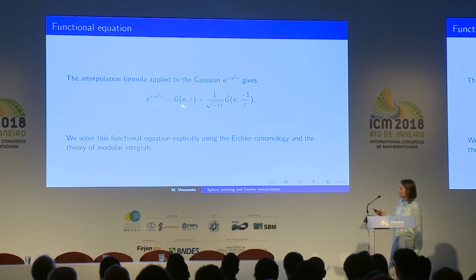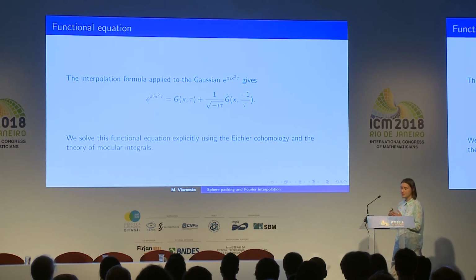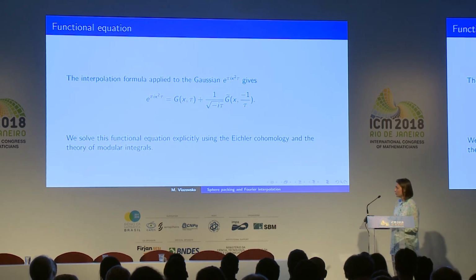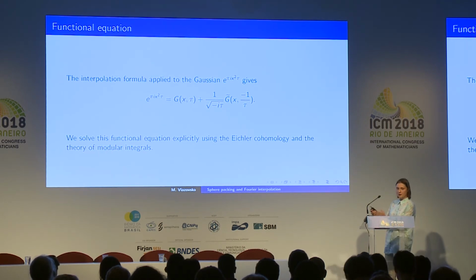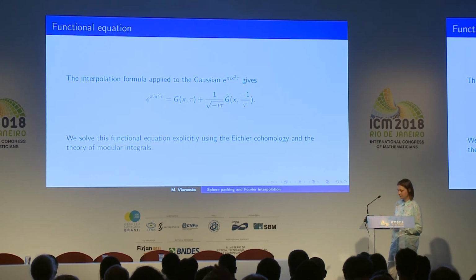So we know that these functions g and g hat further satisfy this equation, and also what we implicitly know about them is that both g and g tilde are one-periodic in the tau variable. So now we can actually solve this functional equation explicitly, using the methods already developed in the theory of modular forms. In particular, we can use Eichler cohomology and the theory of modular integrals. And this is how we obtain these integral representations which I've shown you in one of the previous slides.